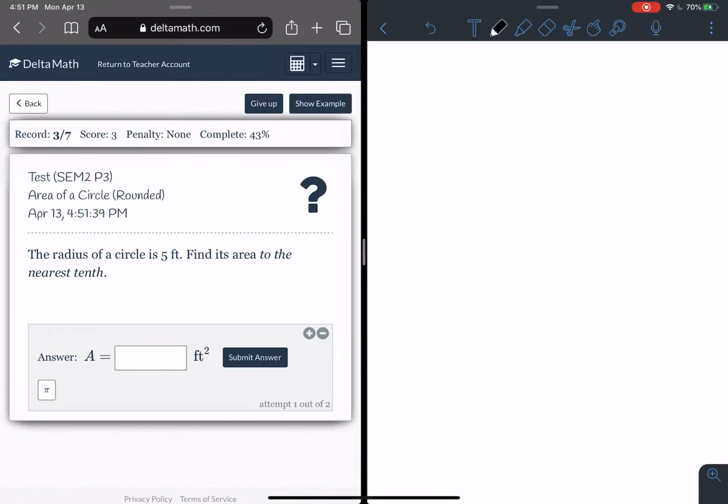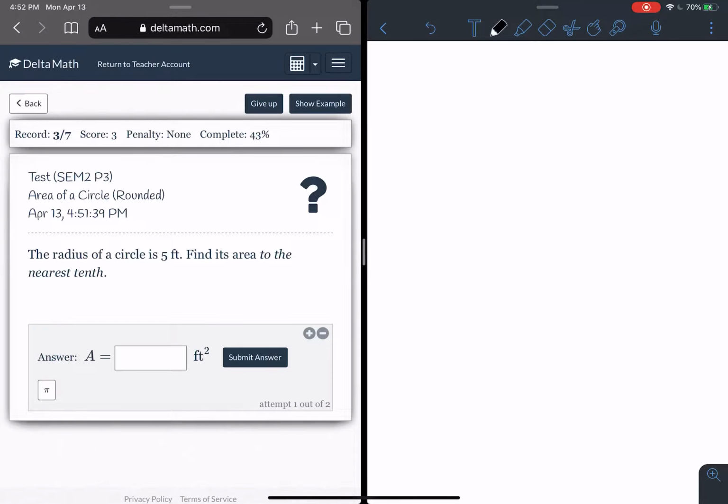Hello everyone! This video is going to show you how to solve for the area of a circle when you're given the radius. So the problem on DeltaMath says the radius of a circle is 5 feet. Find its area to the nearest tenth.